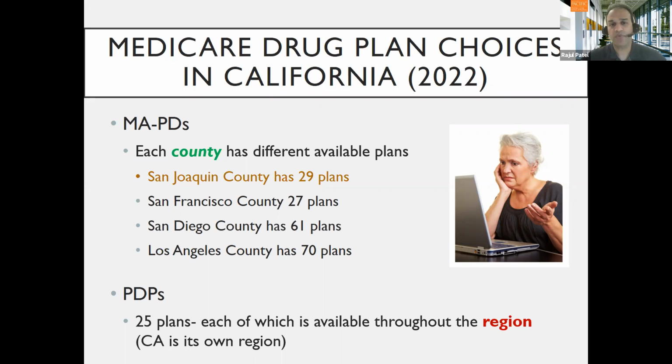But what that means is whether you live in Stockton or Dublin or San Francisco or San Diego or LA or anywhere in California, next year you will have 25 different standalone plans from which to choose. So let's just think about this for a moment. If you live in San Joaquin County, you will have 54 different ways to get your prescription drug coverage through Medicare next year, right? You have 29 Medicare Advantage plans and you have 25 standalone plans, right?